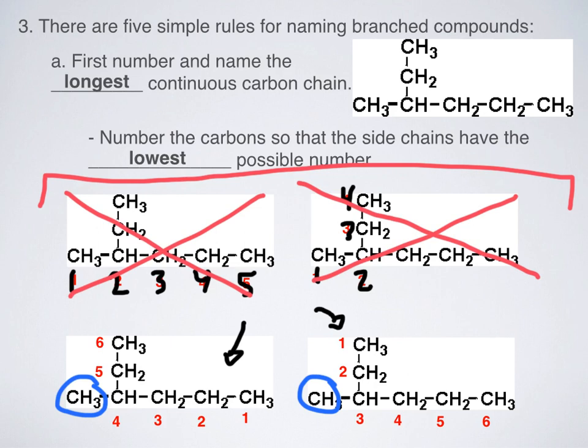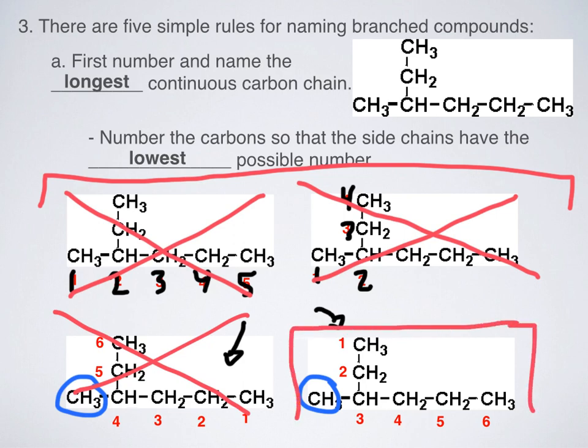Let's count. If I'm numbering it this way, for this guy, I have 1, 2, 3, 4. This is where my side chain appears. It appears on carbon 4. Whereas if I'm numbering it going this way, like this guy over here, now 1, 2, 3, my branch appears on carbon 3, and I want the smallest numbers possible. So I can also cross out this one. So this would be my correct way of numbering my longest continuous chain that also gives me my side chain with the lowest number possible.